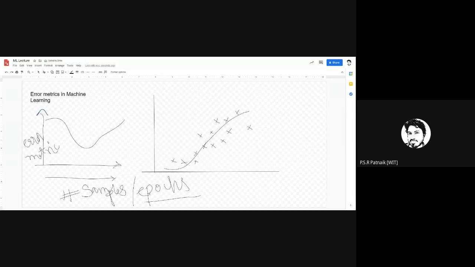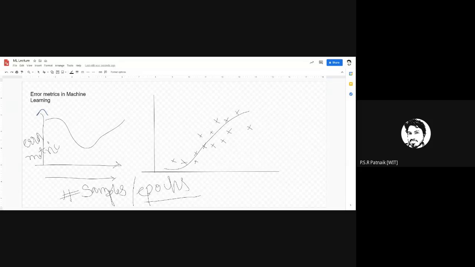Now we have to understand, for a linear regression, what would be the error metric? For example, if I'm doing a classification task, what would be the error metric? That's what we are going to learn in today's lecture: what are the error metrics in machine learning? In today's lecture, we will just get introduced to these error metrics, and we will look at the details in the next lecture.